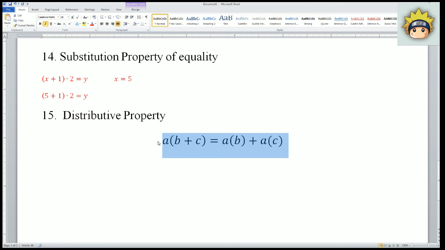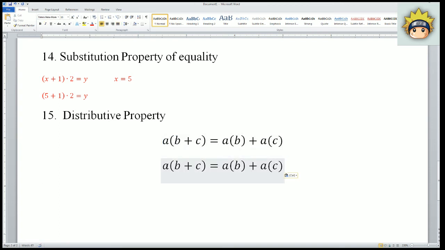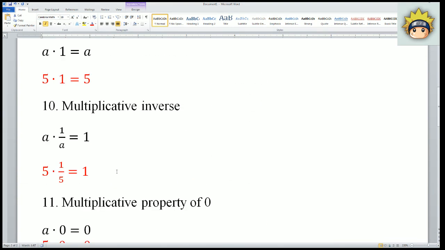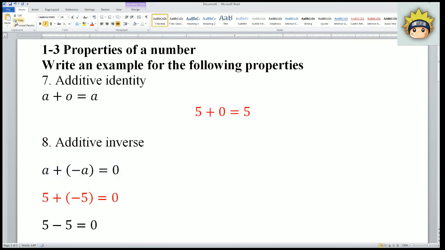Well, let's see how it works in an example format. Let's just make A 5. So this is a 5, this is a 5. B, I'm going to make that x, and I'm going to make C y. 5 times x, and 5 times y. There you go. This is your example of the distributive property. Good. This covers everything for 1-3 properties of a number.